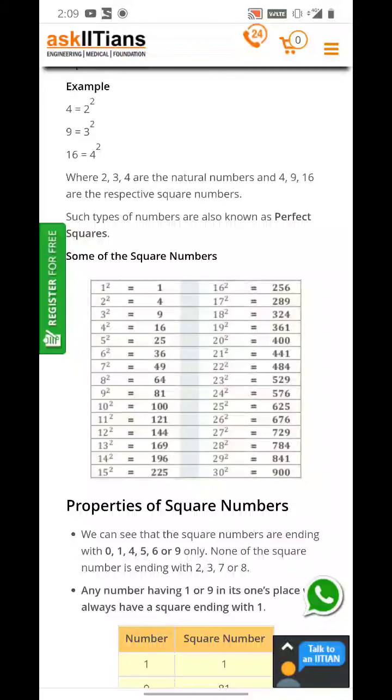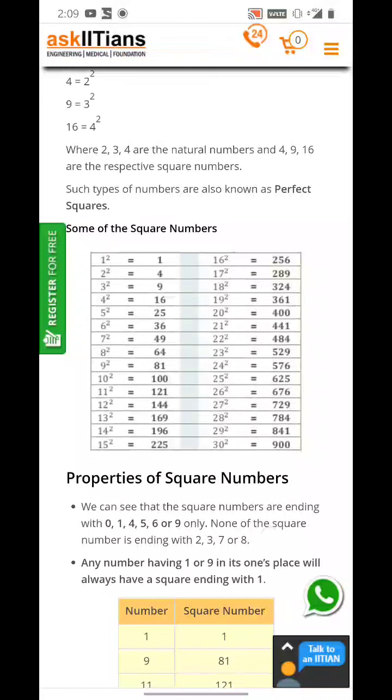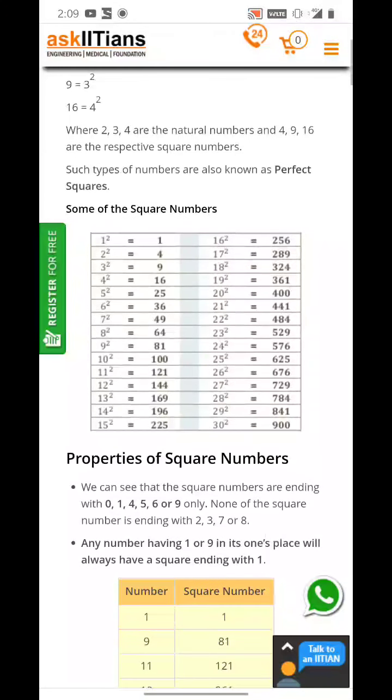Here are some square numbers. 1 square, this is a table you must remember. It is easy to find the square of any number. 1 square is equal to 1, 2 square and so on. You multiply the number with itself and you will get the square. But you must remember the squares of these numbers up to 15, 30, because most of the time questions are asked related to these square numbers, and if you are aware of the squares of these numbers, it is going to save a lot of time.